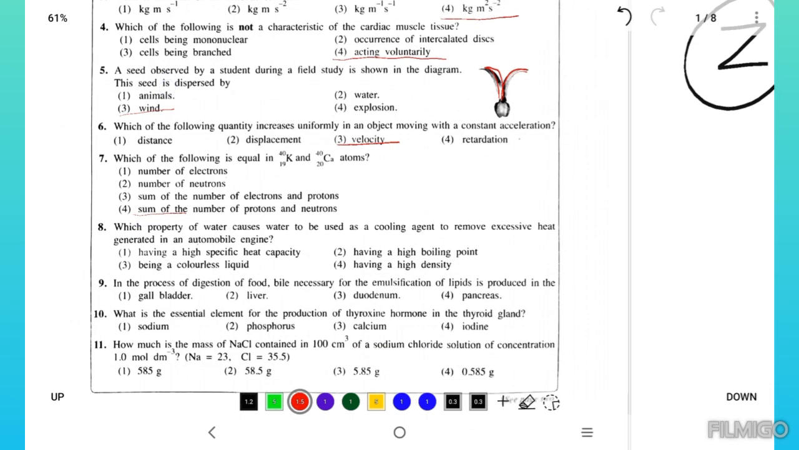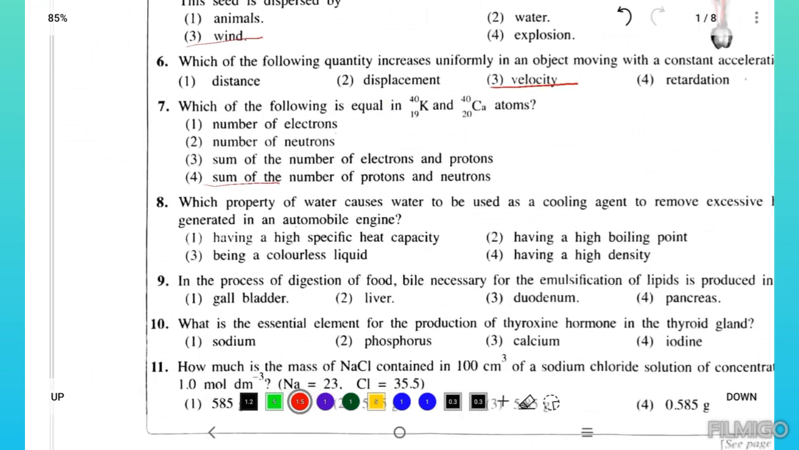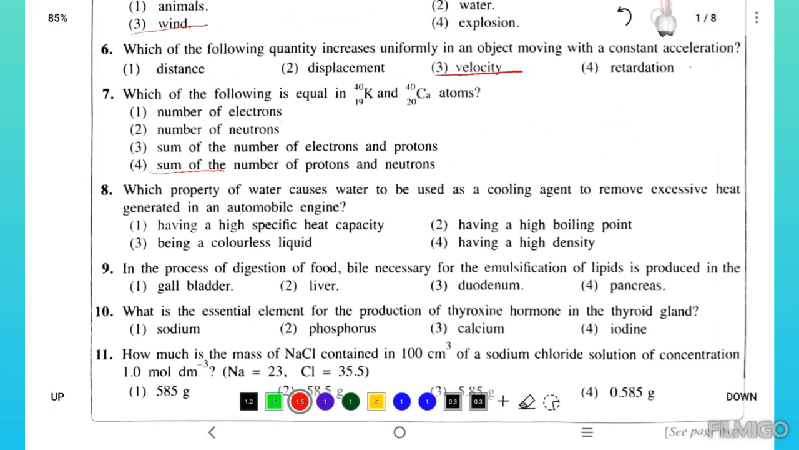Question number 8. Which property of water causes water to be used as a cooling agent to remove excessive heat generated in an automobile engine? So here the answer should be having high specific heat capacity. Due to this property, water can absorb or release a relatively high amount of heat energy with a slight change in its temperature. So for the 8th question, the answer should be the first one.